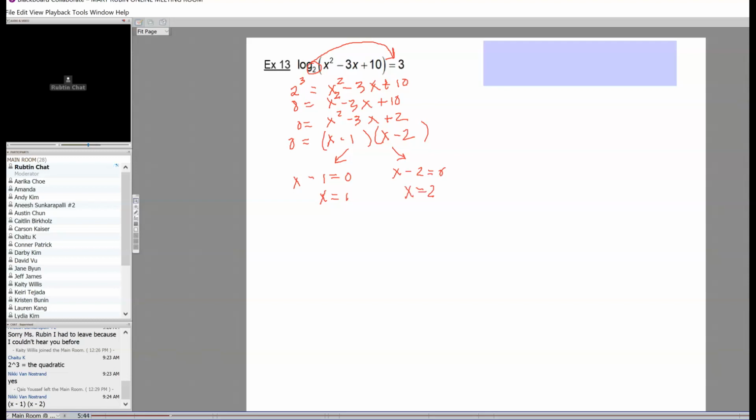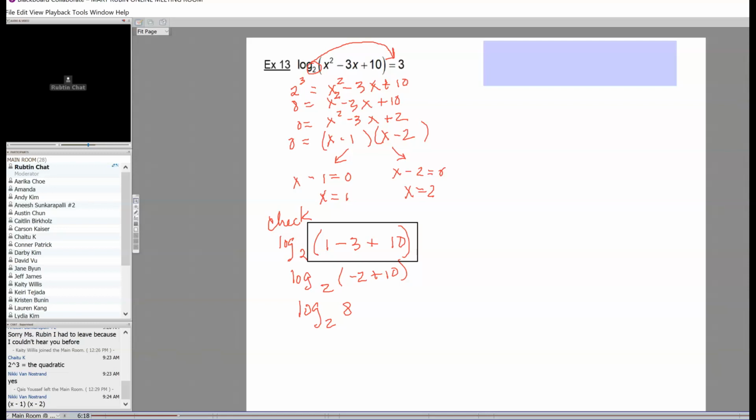So, but I'm not done. When I get to here, I got to check each of those. And really, all you have to do is plug it in the argument of the log. So I'll write this, log base 2 of 1 minus 3 plus 10. So that's just going to give me log base 2 of negative 2 plus 10, or log base 2 of 8. You really don't have to do all of this stuff. You're just checking to make sure that this stuff, when you plug it in, is not negative. As long as it's not negative and you didn't do something weird, then that number is going to work. So one of my answers really is x equals 1.